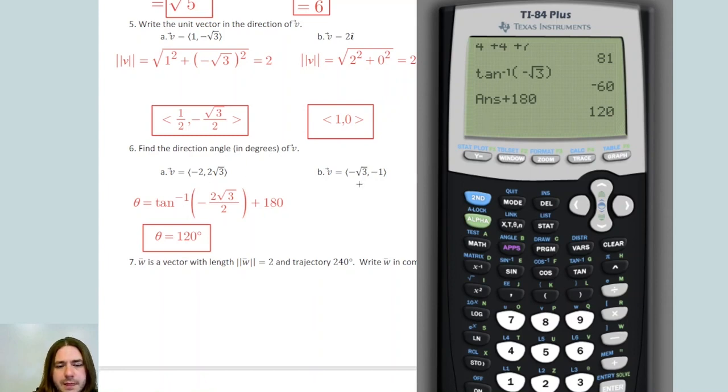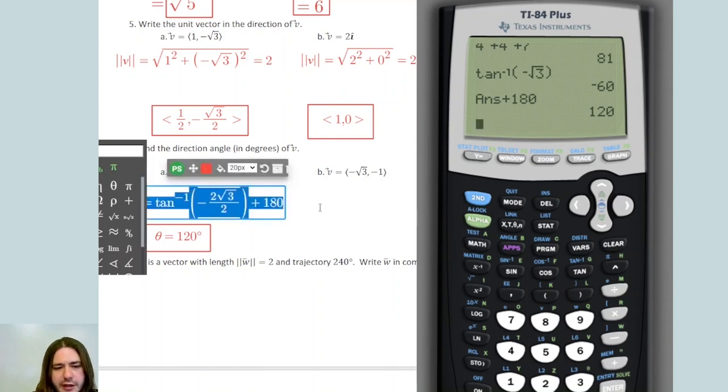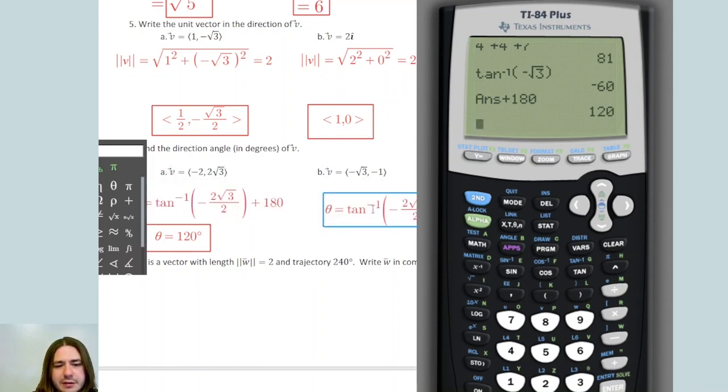6b, we are in quadrant 3. So in quadrant 3, you're also going to add 180. It's just that the inverse tangent is going to result in a positive angle measure. The reference angle will be positive rather than negative. So we should end up with an angle measure that is in quadrant 3, greater than 180, less than 270.